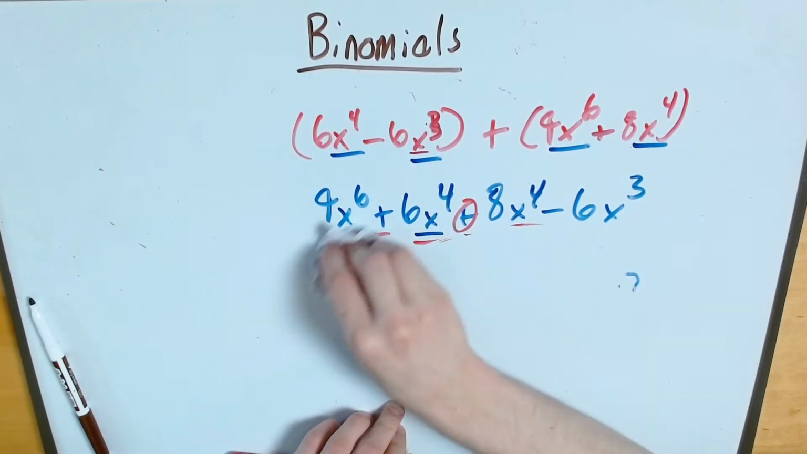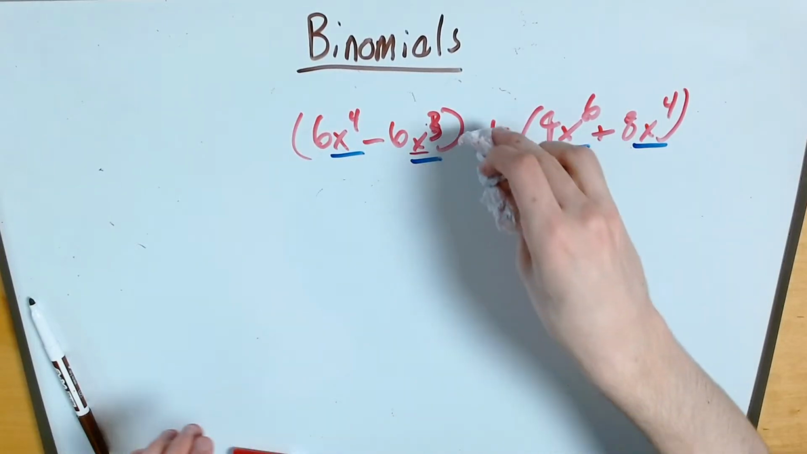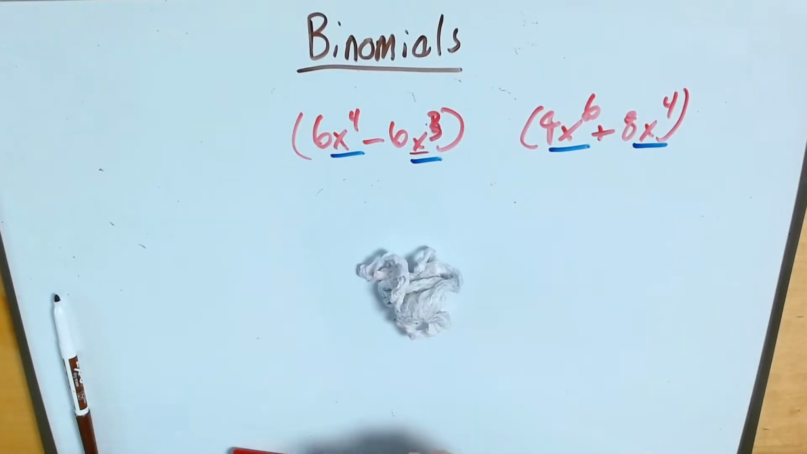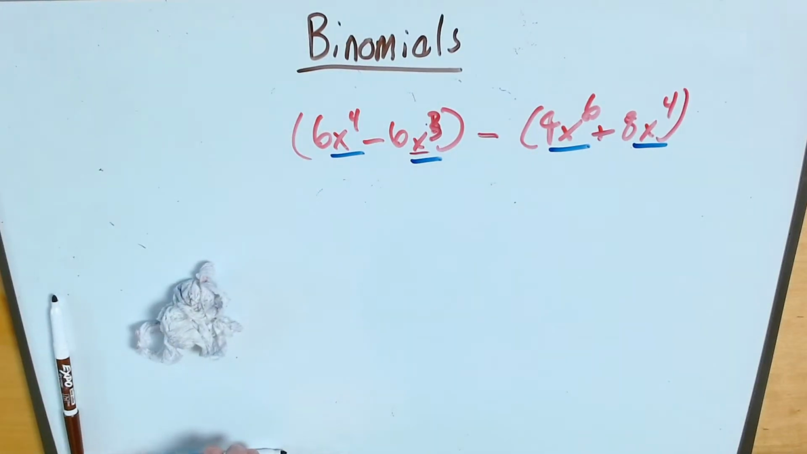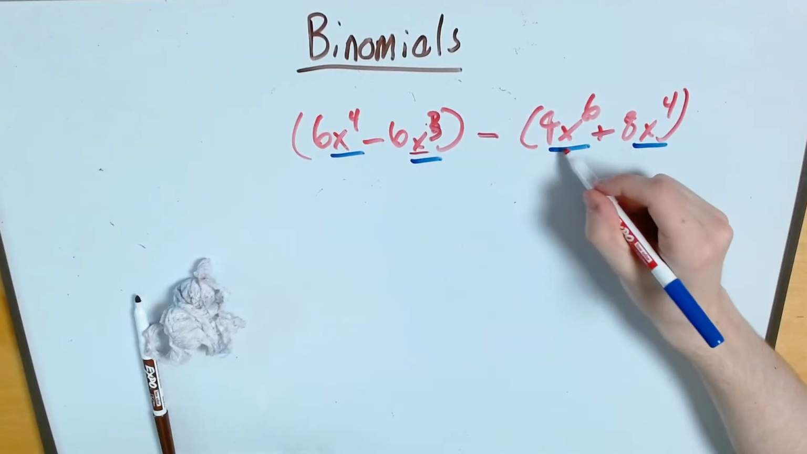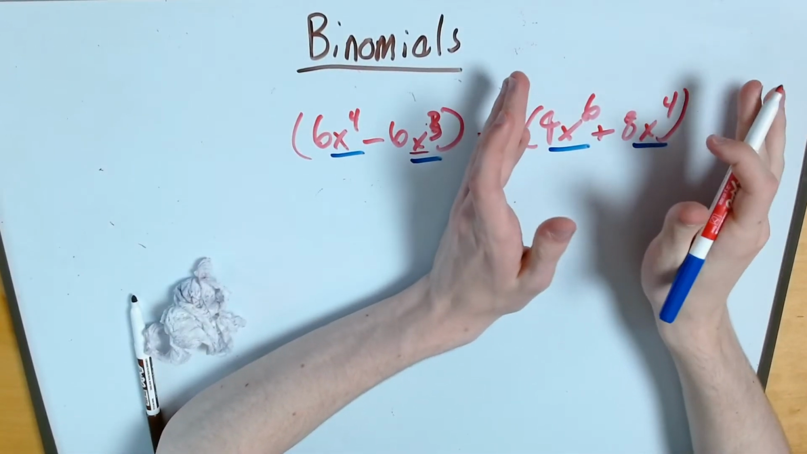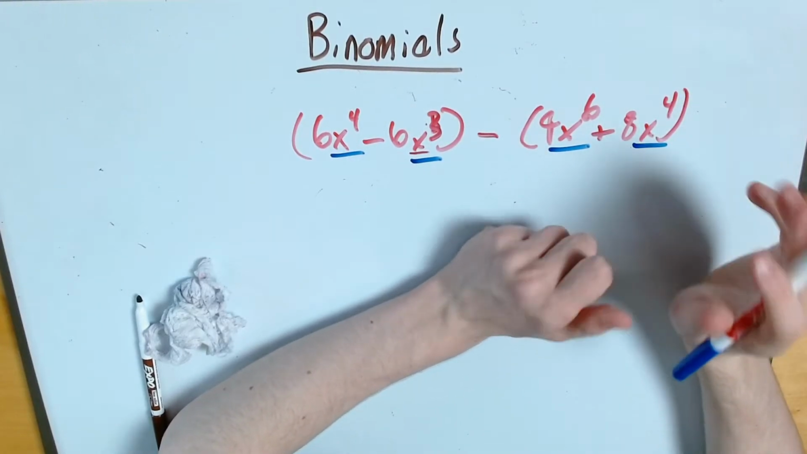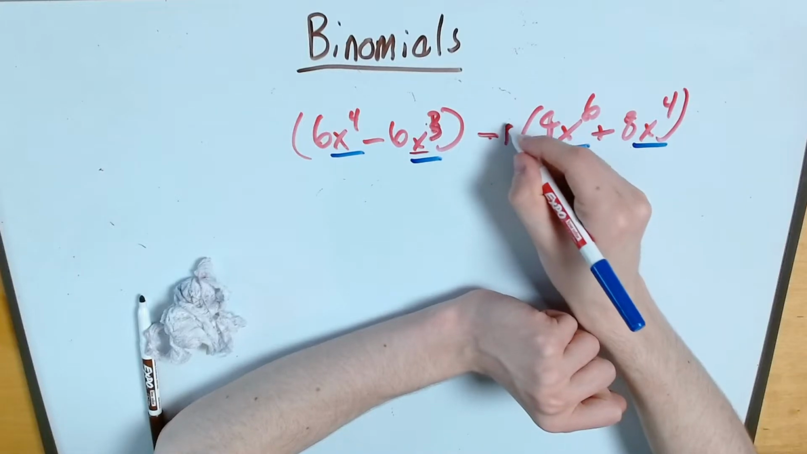Now, what if we want to subtract them? What if this was a subtraction sign? What would our answer be? Now, subtraction is a little trickier because we aren't just subtracting individual terms. We're subtracting all of this, the entire binomial in the parentheses. That means we have to take this -1, because this really is -1.